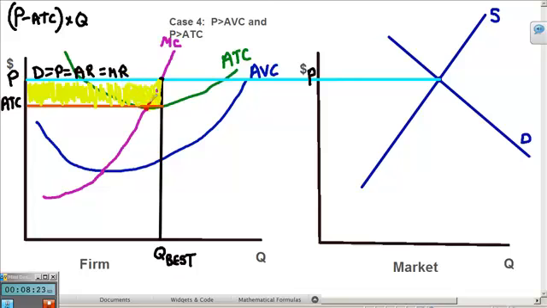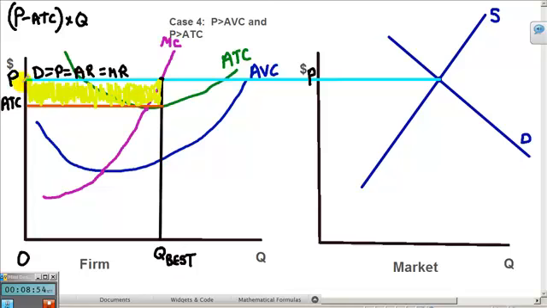So that rectangle that I've just shaded in, what is its height? The height is the difference between P and ATC. And what is its width? The width is from 0 out to Q best. So from 0 out to Q best. And so that's the same as this. Okay, so that gives us our profit.